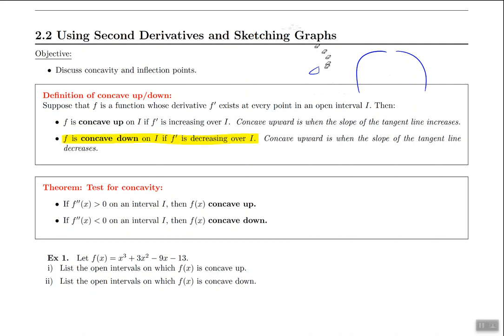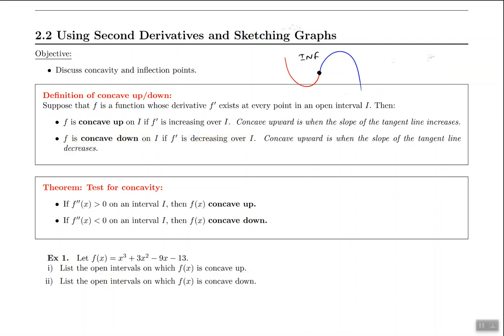Now, what is an inflection point? An inflection point is the place where you switch from being concave up to being concave down. For example, if I was concave up for a while, then I became concave down for a while, the spot where the switch happened is called an inflection point. So that's what we call inflection.